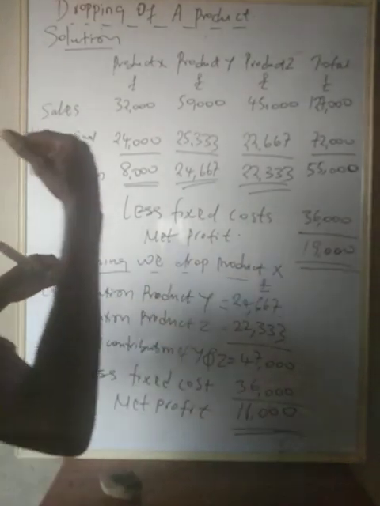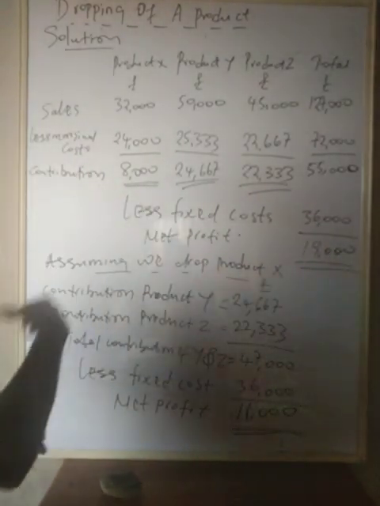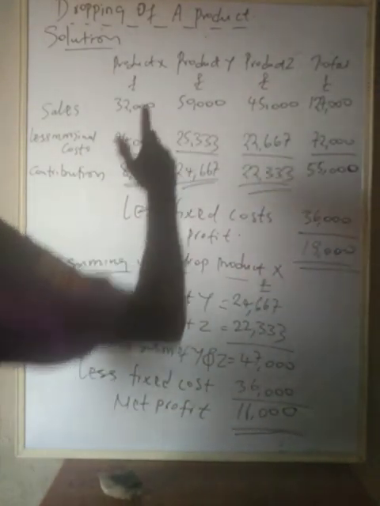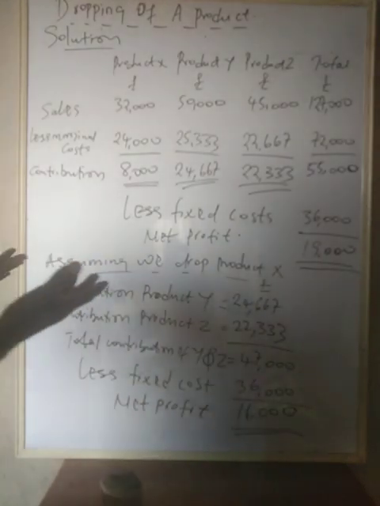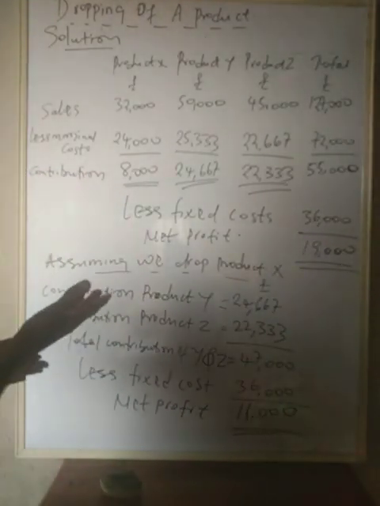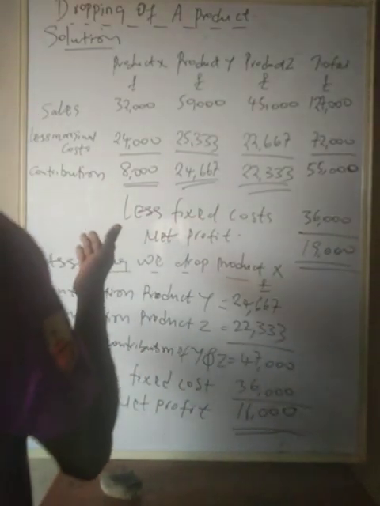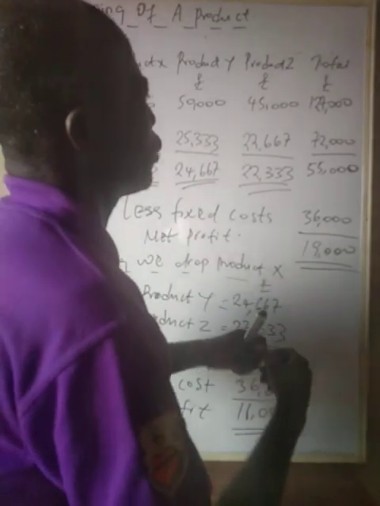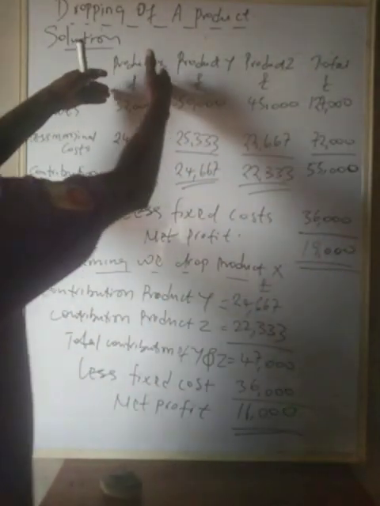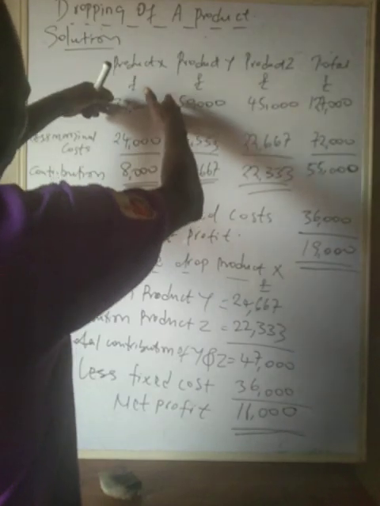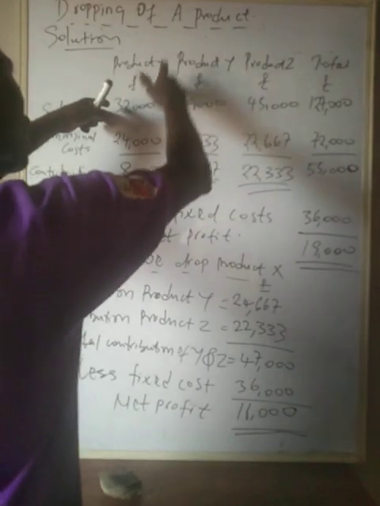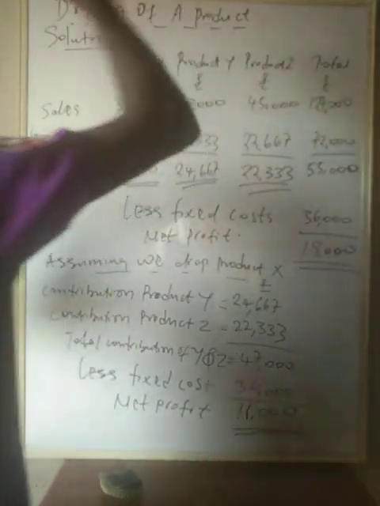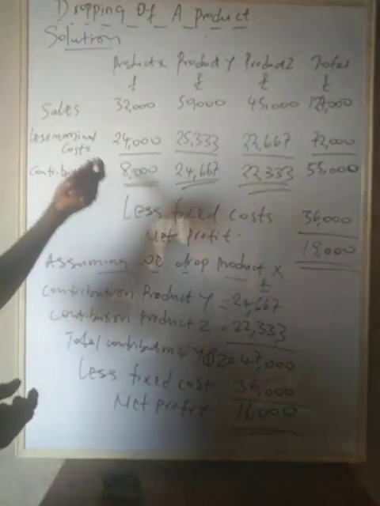So, for you to decide whether to drop a product or not, the company uses marginal cost. Marginal cost helps you to determine the contribution, because fixed costs at all levels of activity remain the same. Whether we drop this or reduce the activity level of product X, the fixed cost still remains the same. So there's no need of dropping this simply because of net profit.